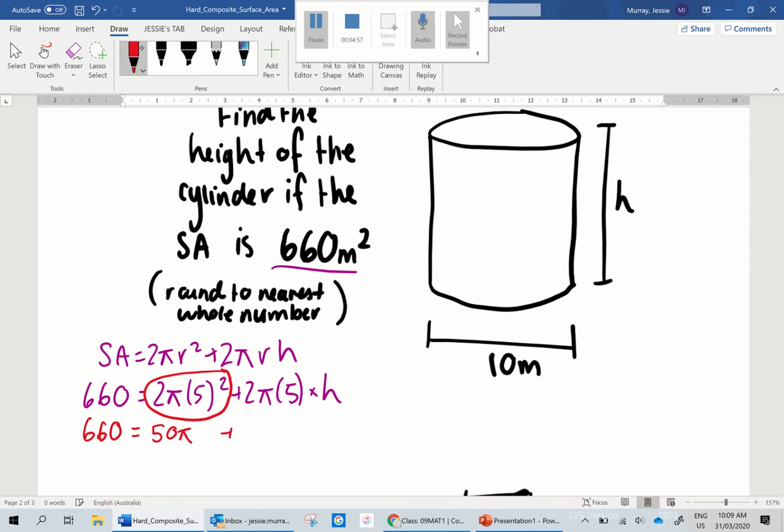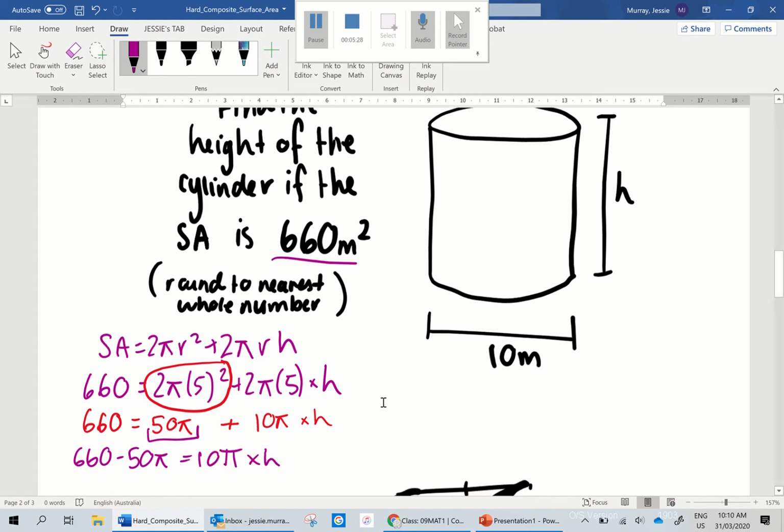If you didn't do that, 5 squared is 25, times by 2 gives you 50, times pi, plus 10 pi times h, which is a bit nicer to look at. Because now I say, okay, hang on, this 50 pi here is a positive number, so I'm going to take it over and subtract it, and that leaves 10 pi times h.